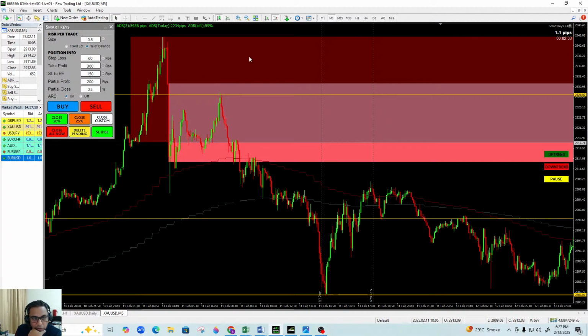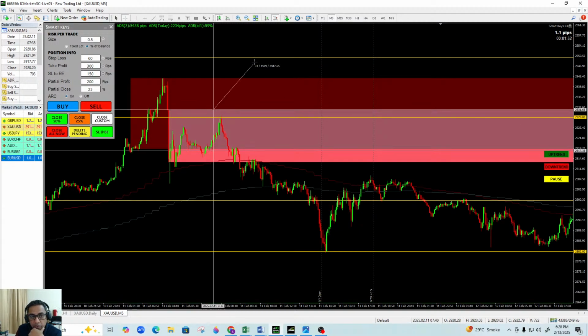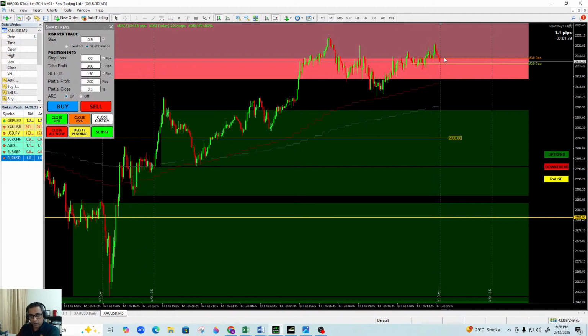Yeah, that's it. Once we break this candle high, which is around 2931.5, there's nothing to stop price. We're heading straight to 2950, which is about 185 pips away. Yeah, we're heading straight to 2950 once we break that high.